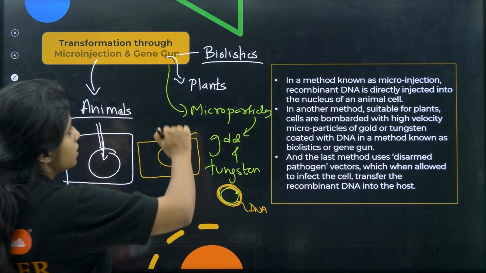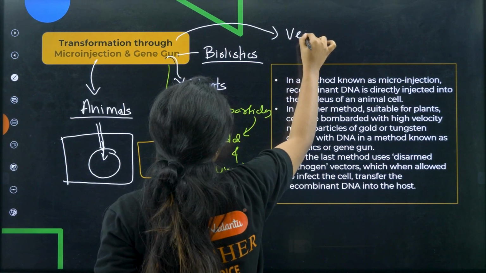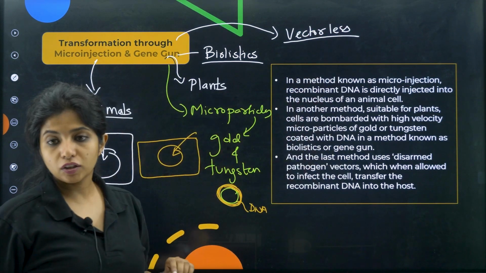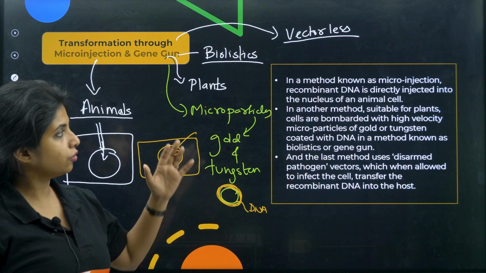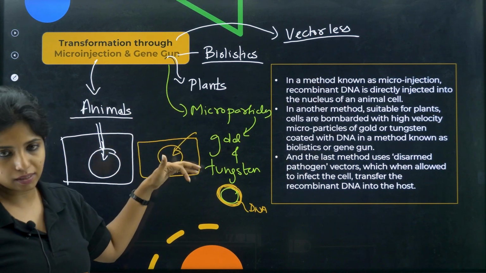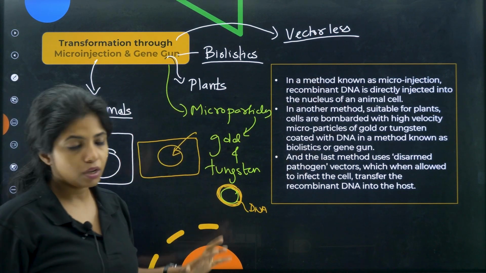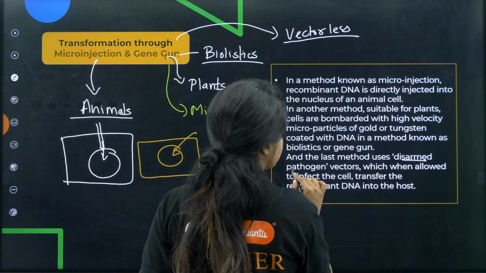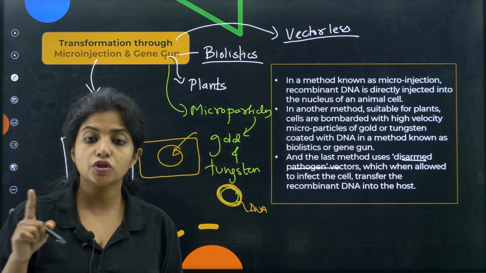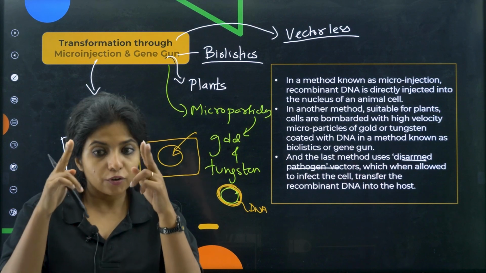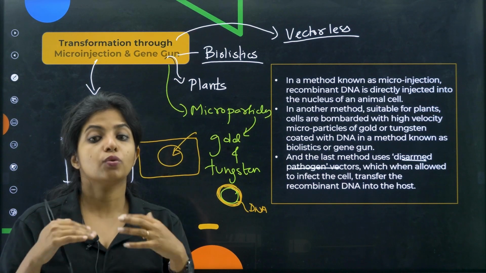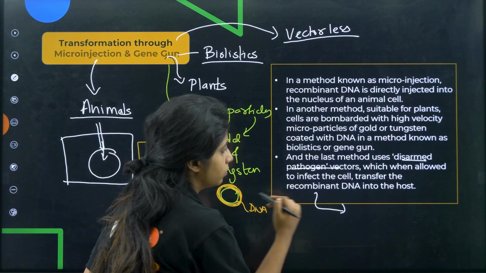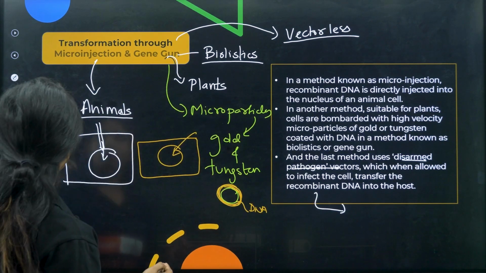Now both things that you saw over here are vectorless. This method is the vectorless method, where you are not using vectors to get your DNA inside. Instead of that, you are using these methods. And the last method that you can use is disarmed pathogen vectors. So basically for a pathogen which is going to cause trouble, I am going to remove that portion which causes trouble, and I am going to put in the gene of interest. We will talk about that really soon. Okay, I think the next thing that we are going to talk about is that only.